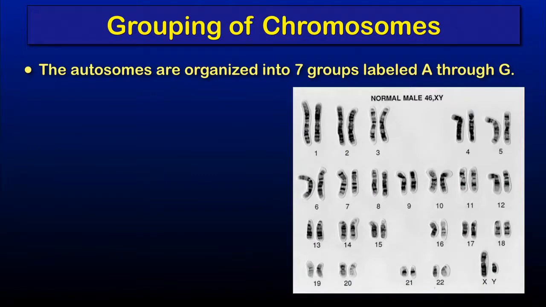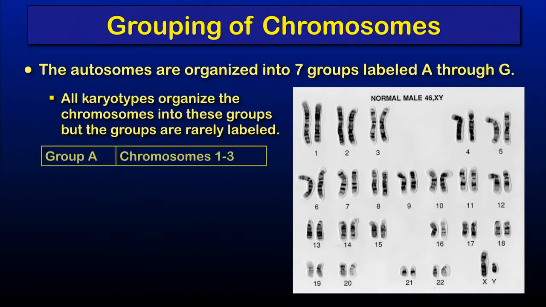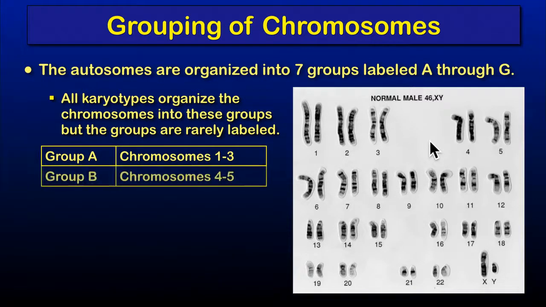We organize these into particular groups, and we label those as A through G. Usually the labeling is not shown on a karyotype, but the organization is maintained. There is an A group that consists of chromosomes 1, 2, and 3, and that's placed up in the upper left. Then you see that there's a space. This represents the B group, 4 and 5. Then you see a large group, 6 through 12.